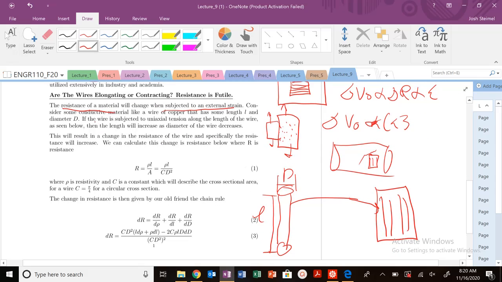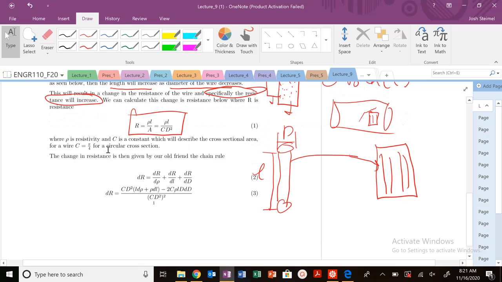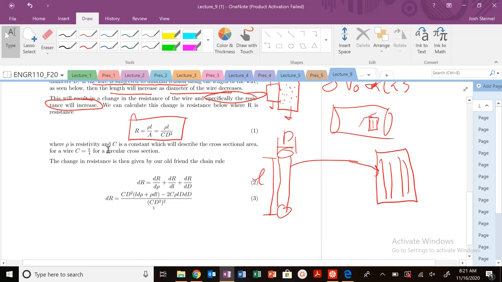We know that if we subject the wire to uniaxial tension, the length of the wire is going to increase, the diameter of the wire is going to decrease, and we're going to get a change in resistance. Specifically, the resistance will increase. We can calculate resistance using this expression here. Hopefully you've seen that before in circuits. And if we want to see how the resistance changes as a function of these different parameters, resistivity, length, and diameter, we can figure that out using our old friend, the chain rule. If we apply the chain rule here, we get this expression.